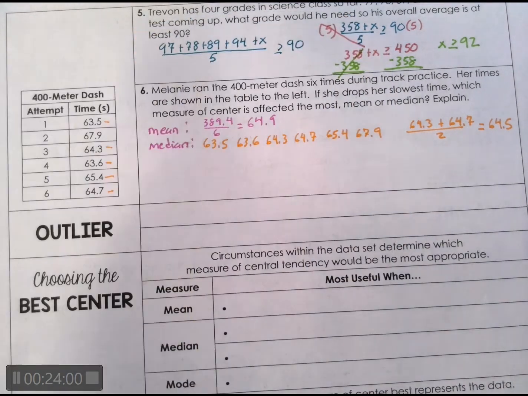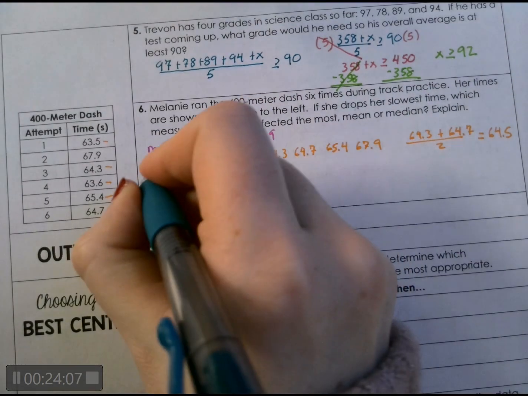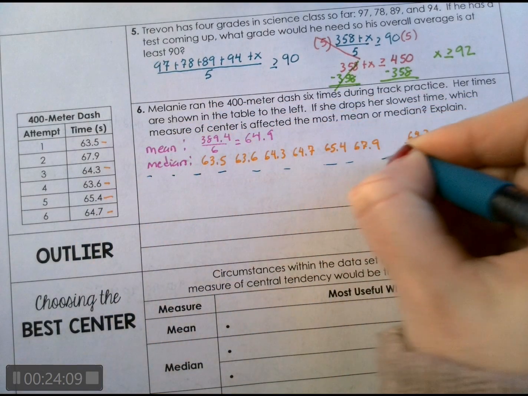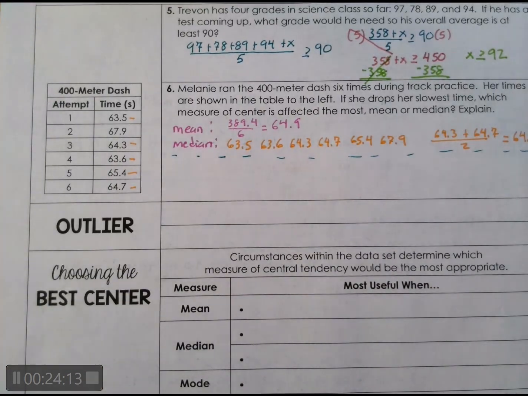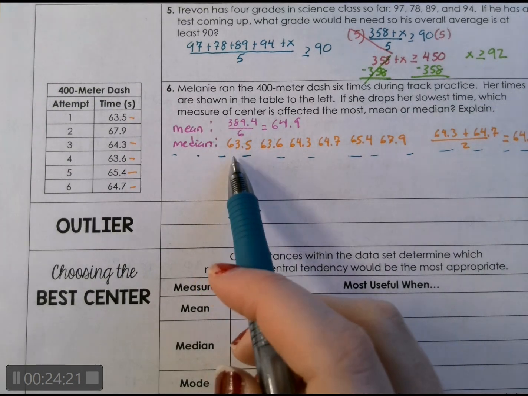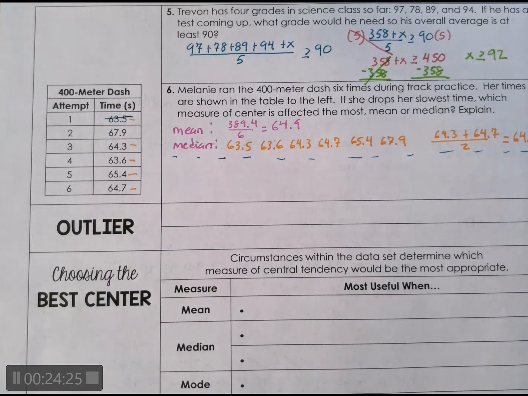Alright, so now let's do it. Making a divider. So this question was asking what would happen if she dropped her slowest time. So her slowest time was the 63.5. So if we got rid of this time, just got rid of it, then let's calculate the mean and the median, okay?